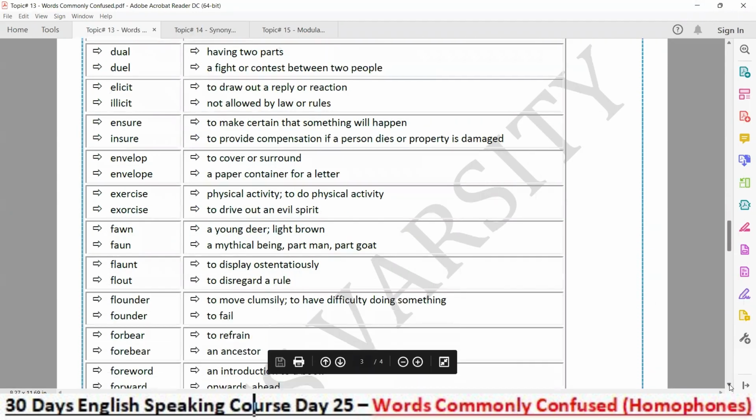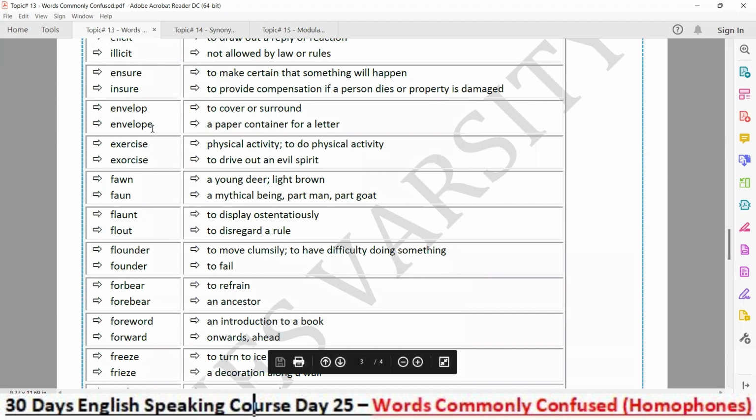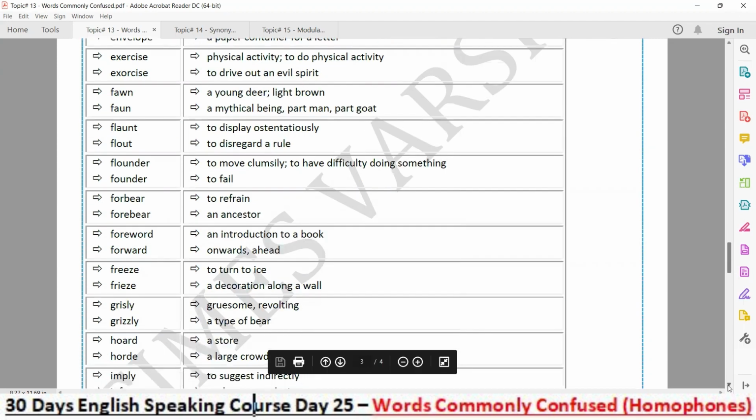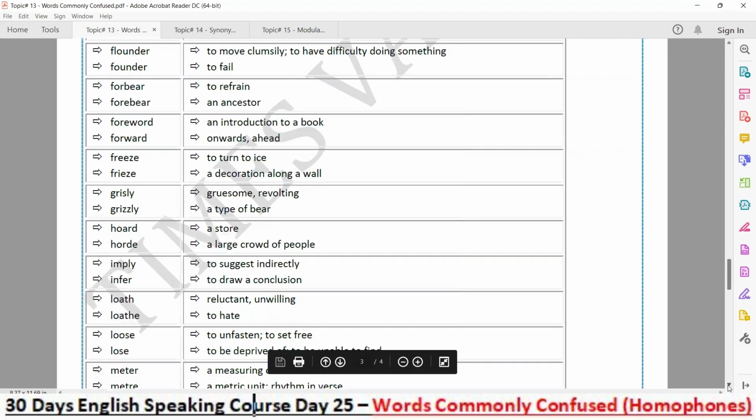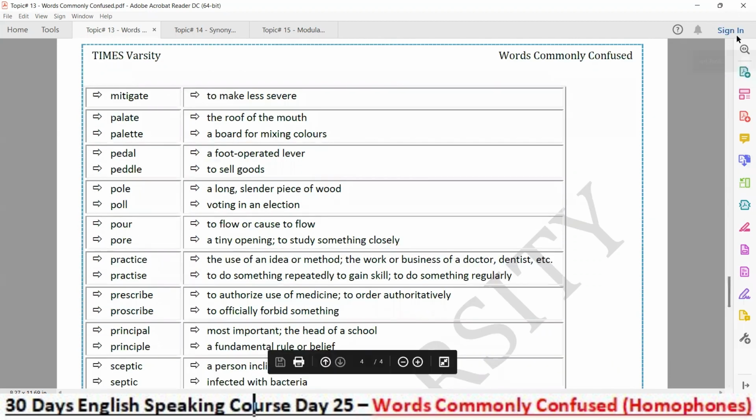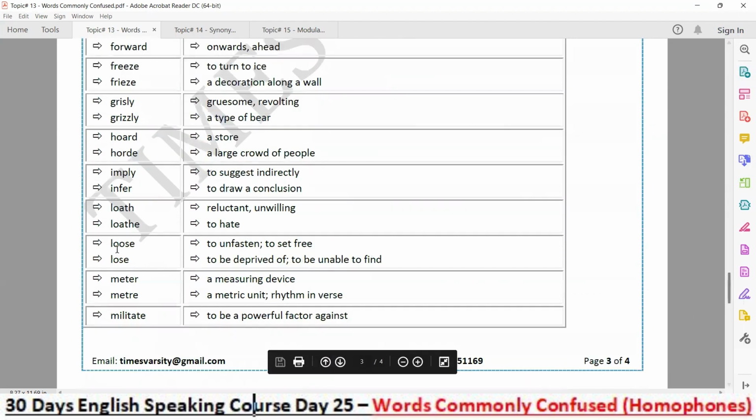Similarly here, you see envelope, to cover or surround. Envelope, a paper container for a letter. Yeah. Loose, lose, and loss. Loose, to unfasten, to set free. Lose, to be deprived of, to be unable to find. Loss.